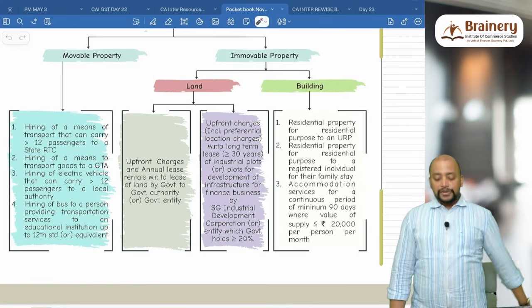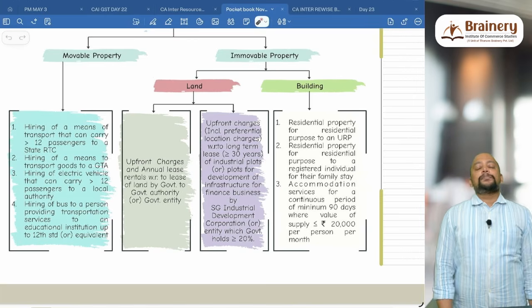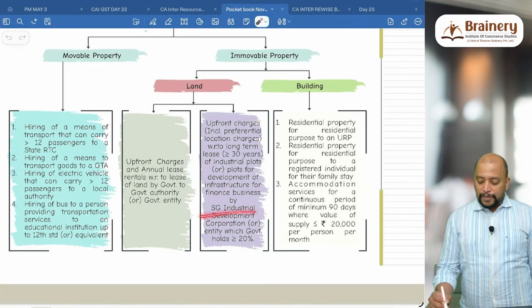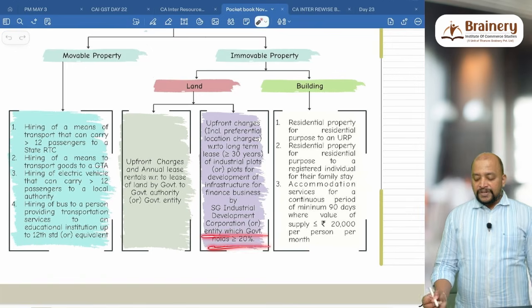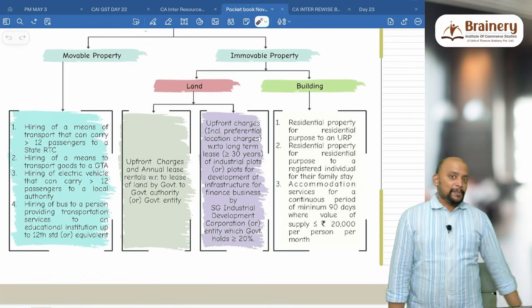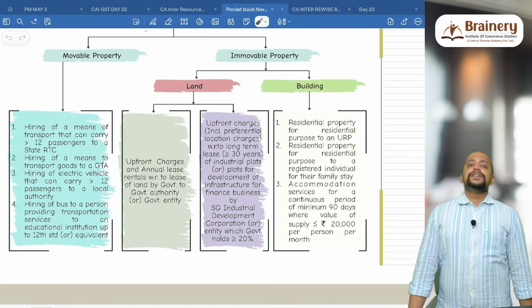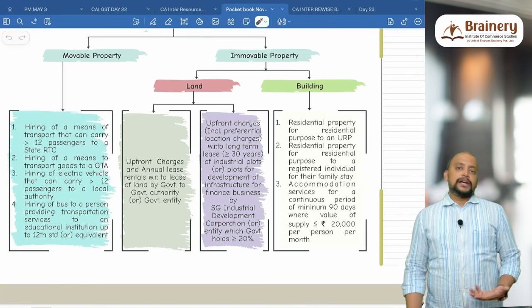Whereas the second exemption is also related to land. So who is the supplier? The supplier should be either SIDCO, a State Government Industrial Development Corporation, or an entity in which government holds 20%, and the recipient should be any person who is in need of, like, plots.